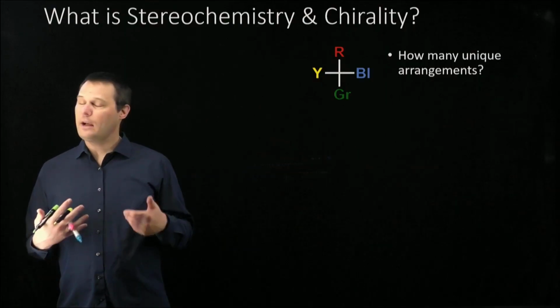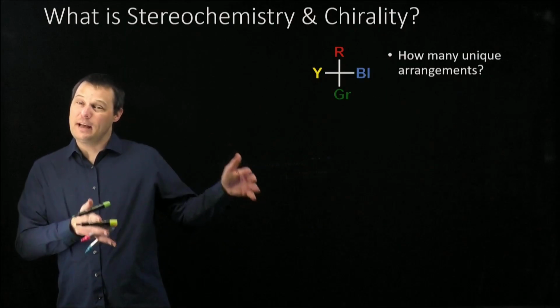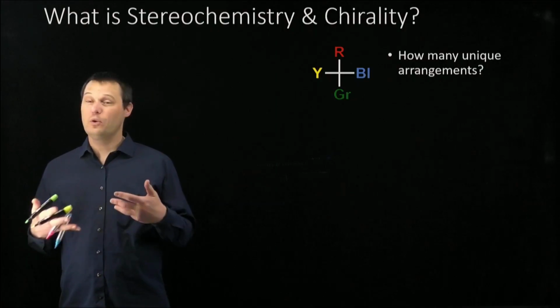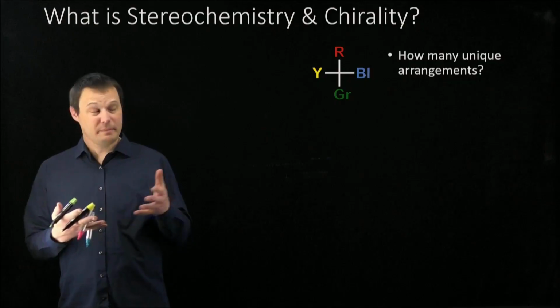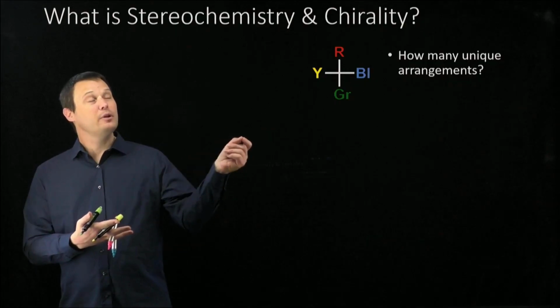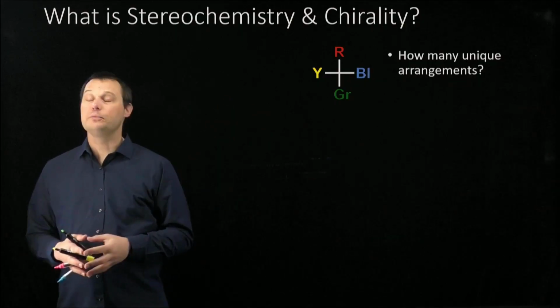In this video, we're not going to name anything. We're not going to assign any labels. We're just going to wrestle with one question. What is stereochemistry and chirality? And the way we're going to get there is by coming back to our thought experiment. How many ways are there to arrange 4 unique groups around a carbon atom?